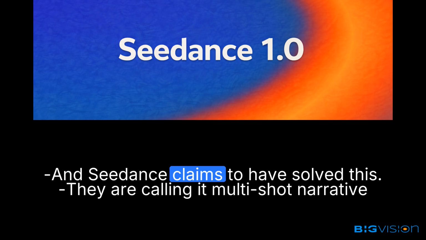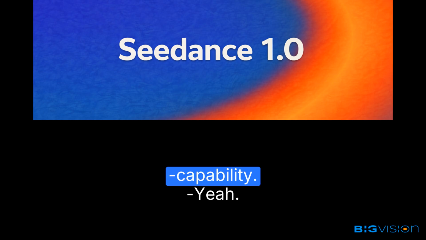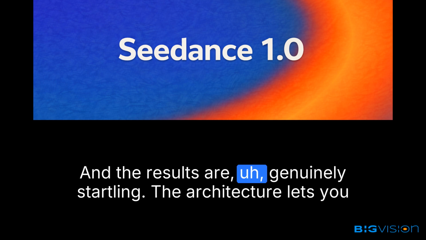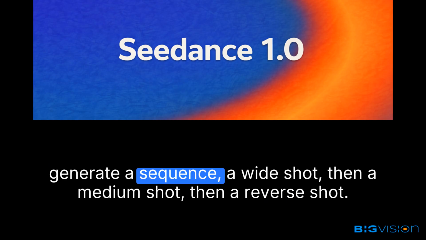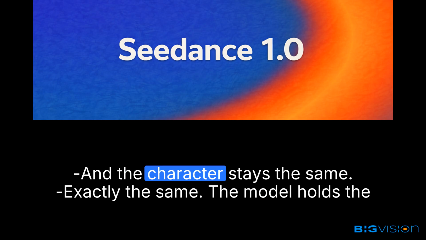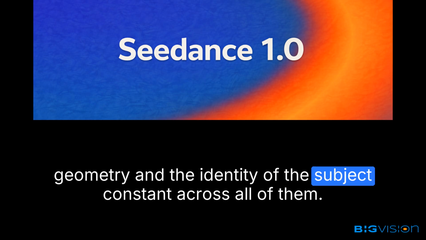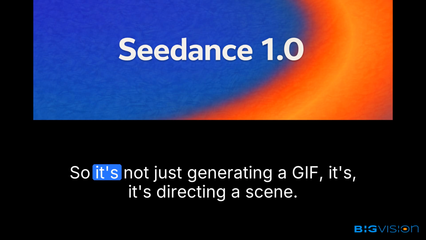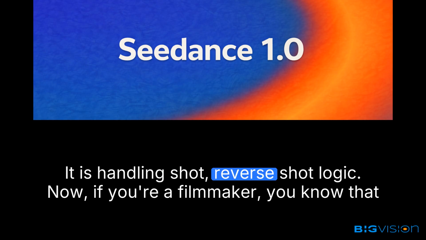Precisely. And Seedance claims to have solved this. They are calling it multi-shot narrative capability. And the results are genuinely startling. The architecture lets you generate a sequence. A wide shot, then a medium shot, then a reverse shot. And the character stays the same. Exactly the same. The model holds the geometry and the identity of the subject constant across all of them. So it's not just generating a GIF, it's directing a scene. It is handling shot-reverse shot logic.